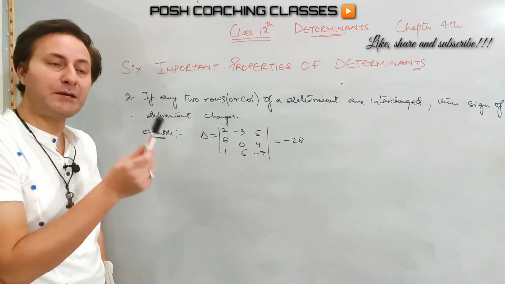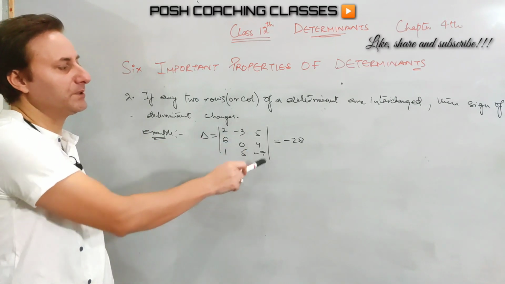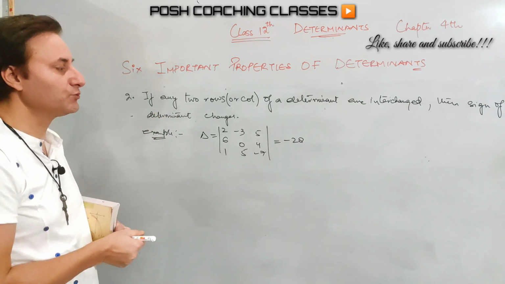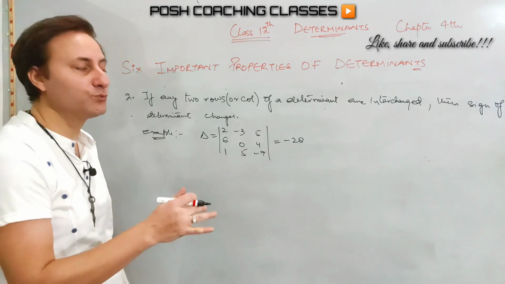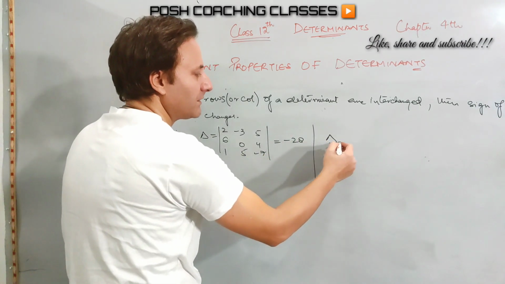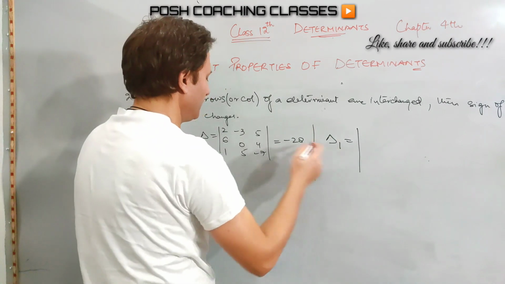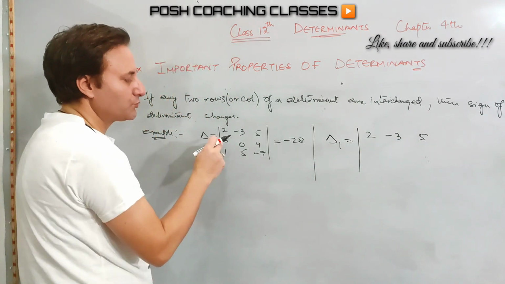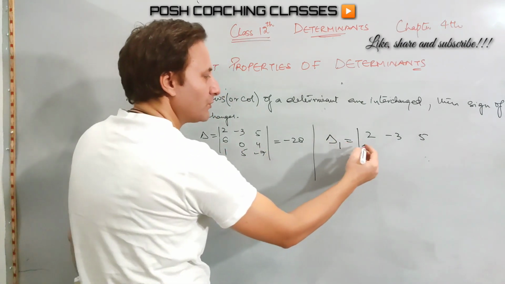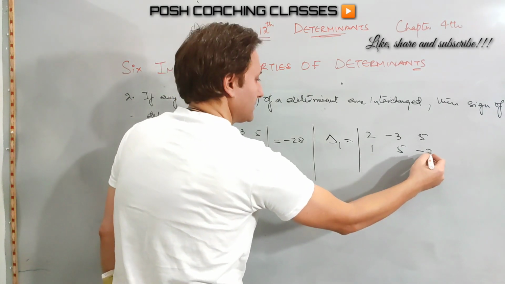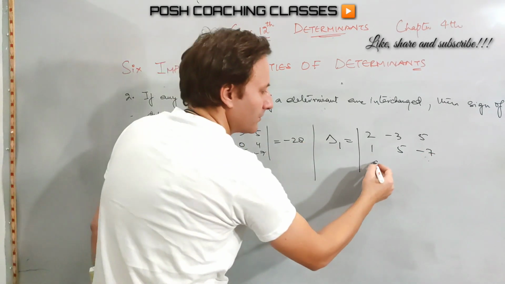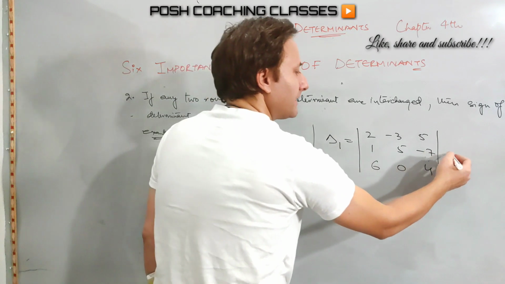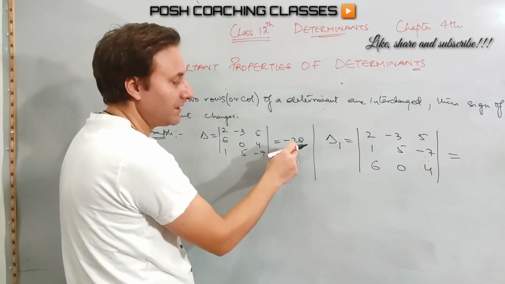So I'll take the same previous example. We just solved this determinant and we got the answer minus 28. Now as per this, I'm supposed to change either two rows or columns. So let me take delta 1 equal to, for example, 2, minus 3 and 5, and let's interchange row 2 and 3. In the place of row 2, I'll write row 3: 1, 5, minus 7, and 6, 0, 4. So I'm supposed to get an answer which has to be 28 but positive.